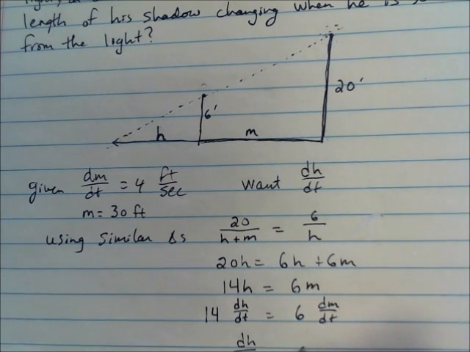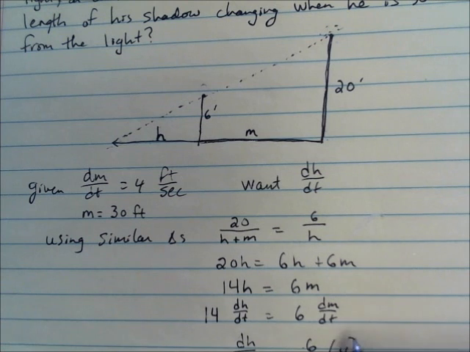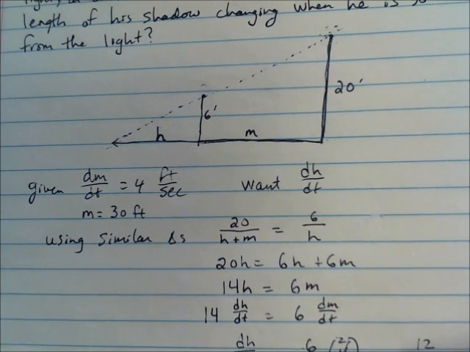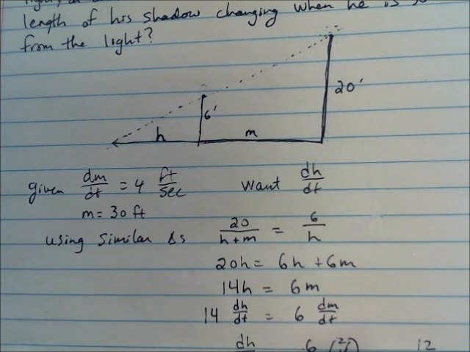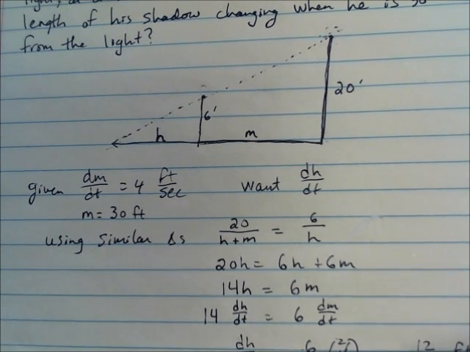We'll just plug in: dh/dt is equal to 6 over 14 times dm/dt, which is 4. And reducing that down to 2 over 7, it looks like our rate is 12 over 7, and this is the change in the shadow. So this would be feet per second.